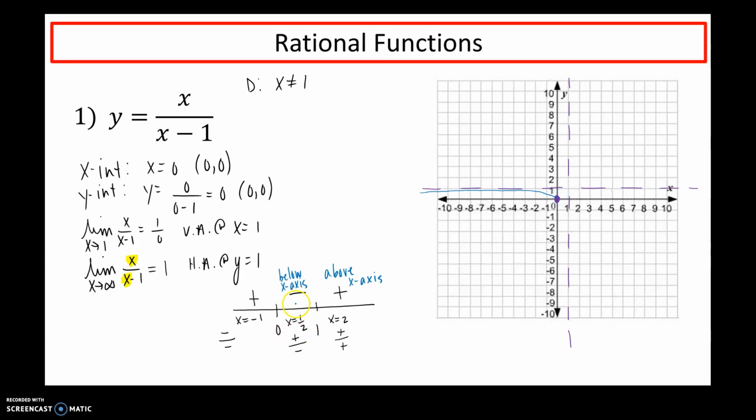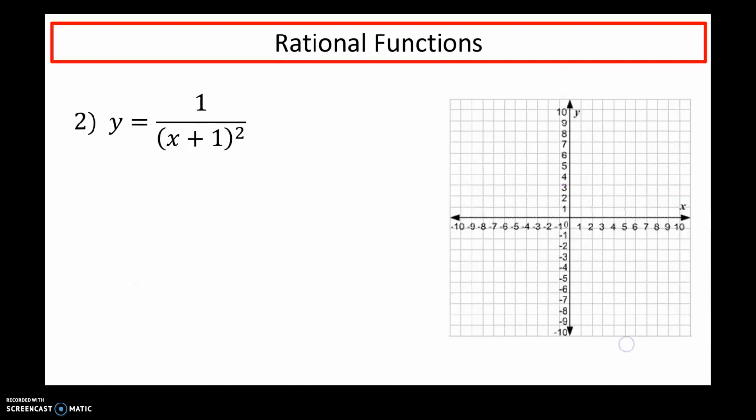Now between 0 and 1, my graph has to be below the x-axis. So once I cross over at the origin, notice now I'm going to hug the vertical asymptote on the way down. So now, bigger than 1, my graph has to be above the x-axis, and I have to hug the behavior of the asymptotes. So this portion has to strictly be in quadrant 1. So there's my graph.